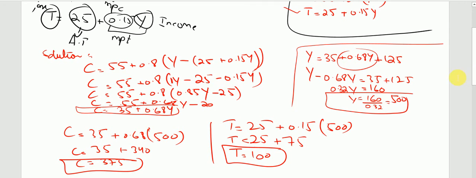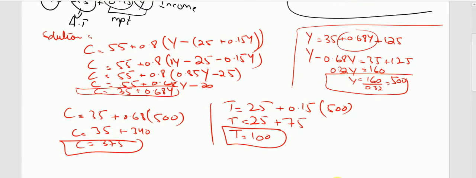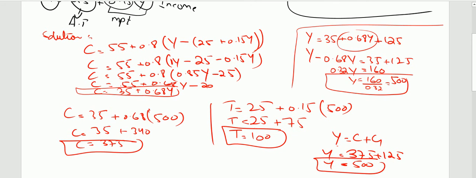You can also confirm the answer with the first equation, which is y equals C plus G. So C is 375 plus G is 125. When we sum both of these, we get 500. So it is the cross checking of your answer, which shows that your answer is correct. In this way we can solve this kind of economic application, and we can say that these are the values of income, consumption and tax.